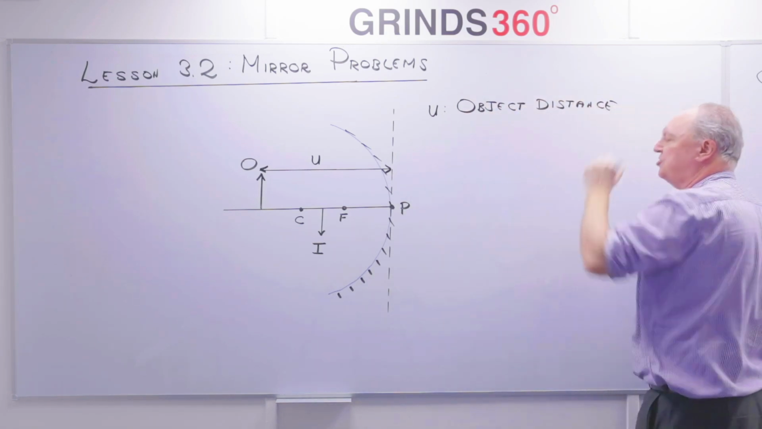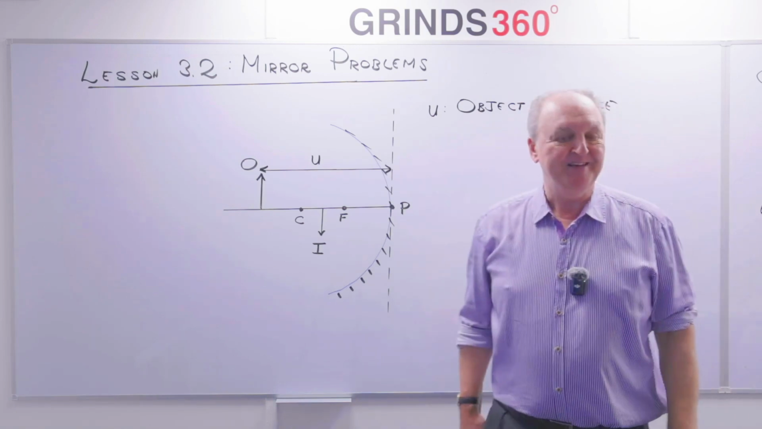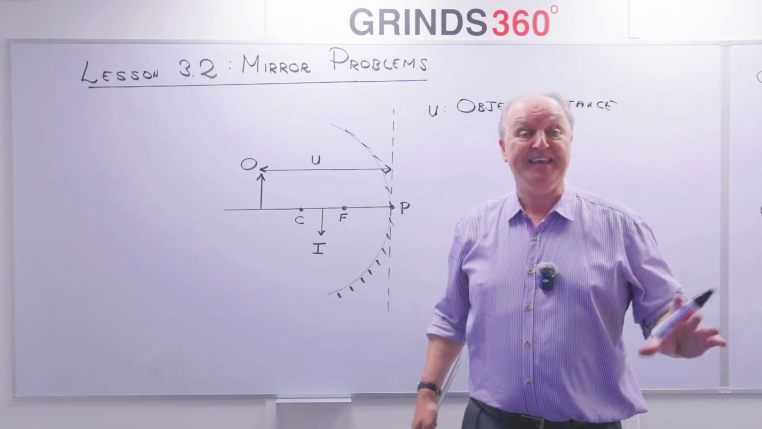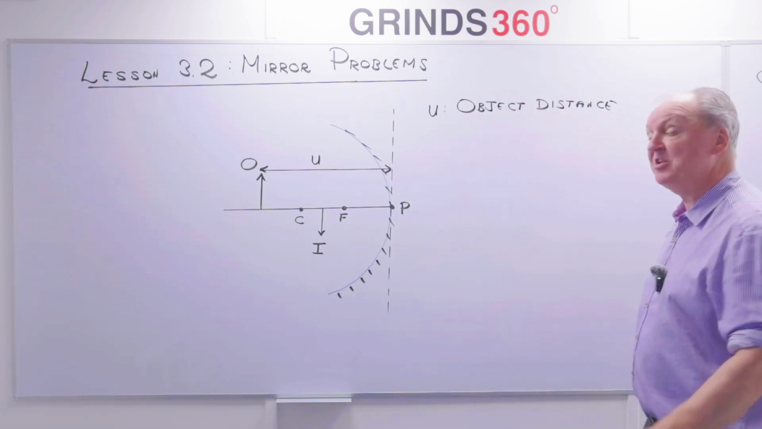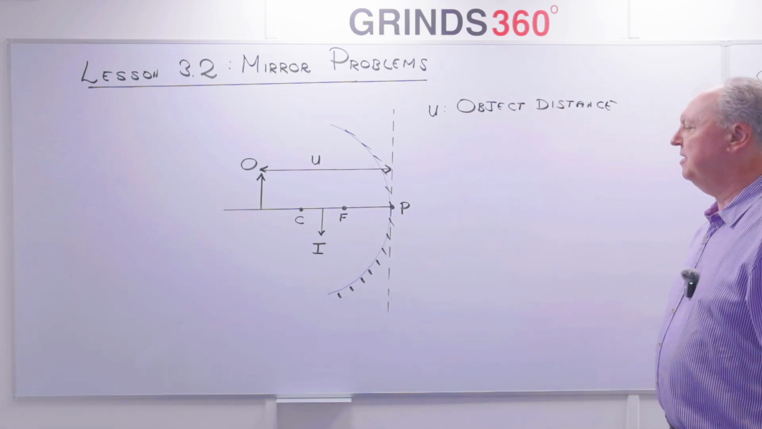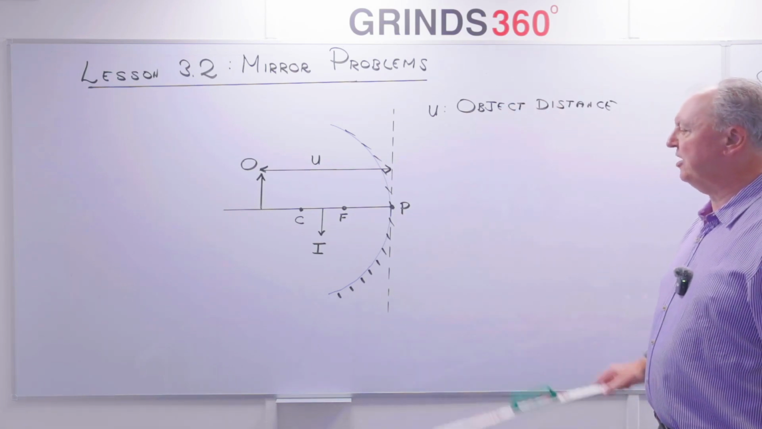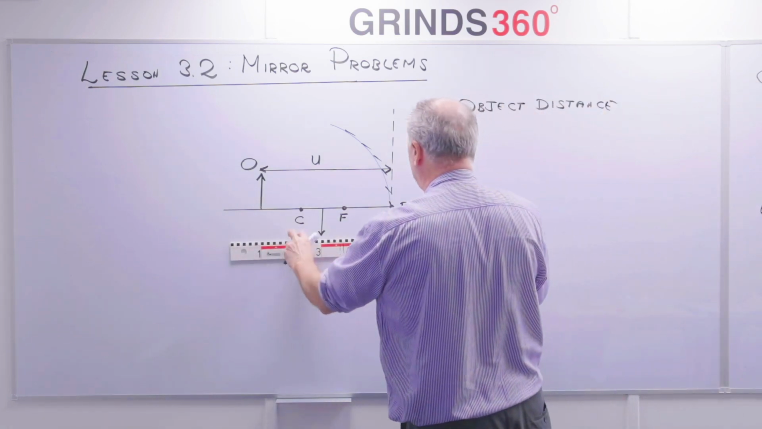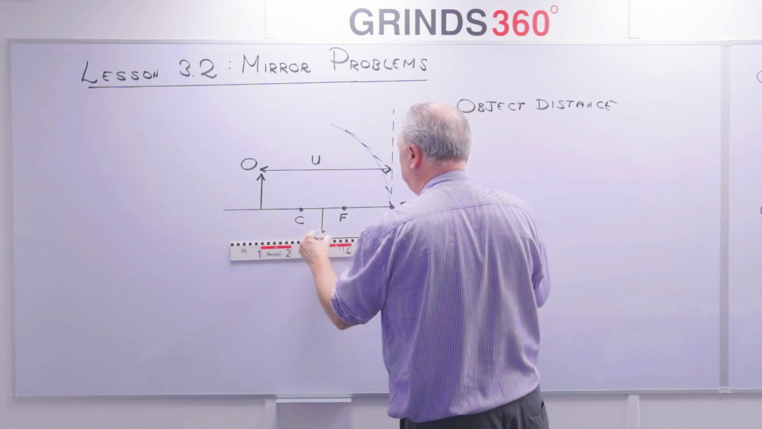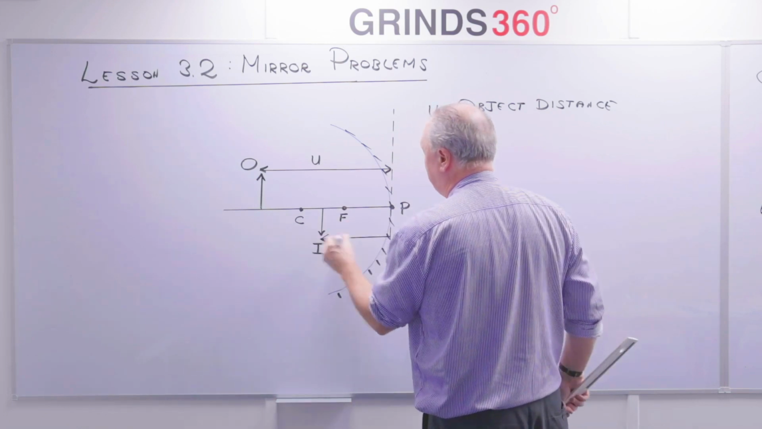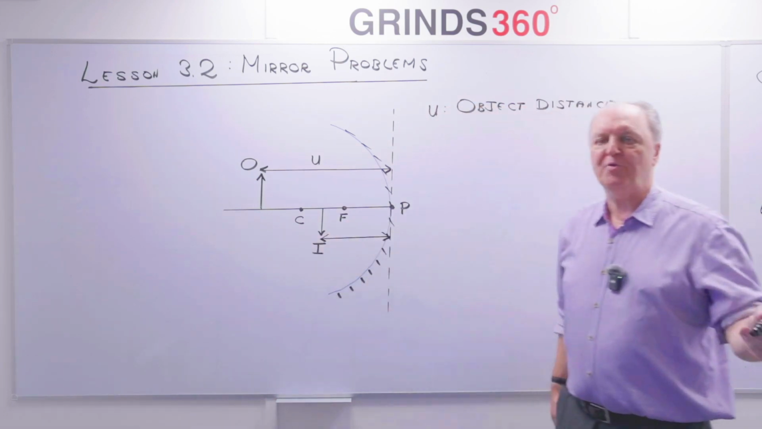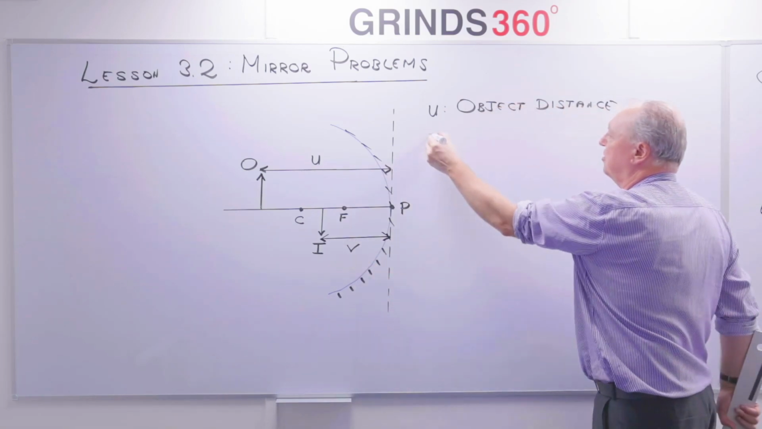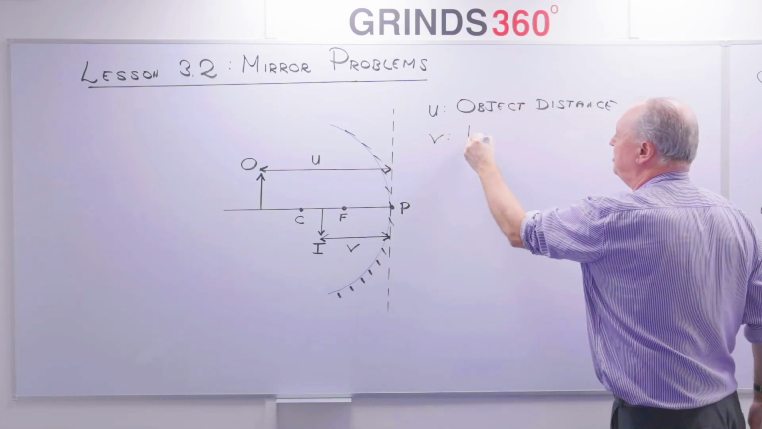What units will I measure it in? Meters, centimeters? Well, actually, most problems are in centimeters. So if they're in centimeters, leave everything in centimeters. That'll be fine. And your answer will be in centimeters. What about the image? There's my image there. The distance of the image, I, to the mirror is called the image distance. And we'll represent that by the letter little v. So V stands for image distance.